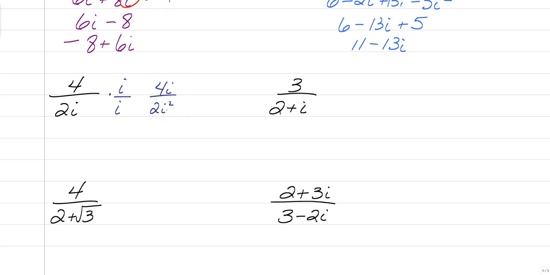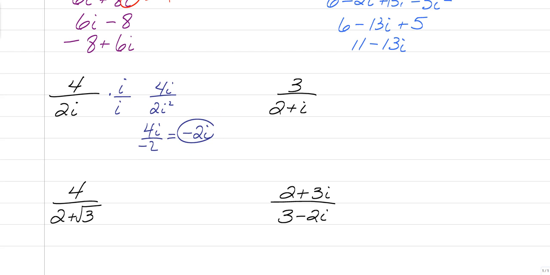And that, of course, is going to be negative 2. So we have 4i over negative 2, which just means the answer is negative 2i. Okay, so that part is not that difficult.